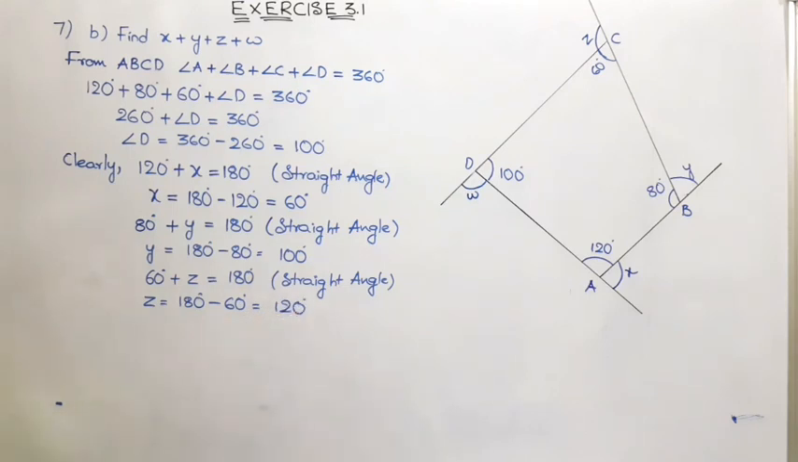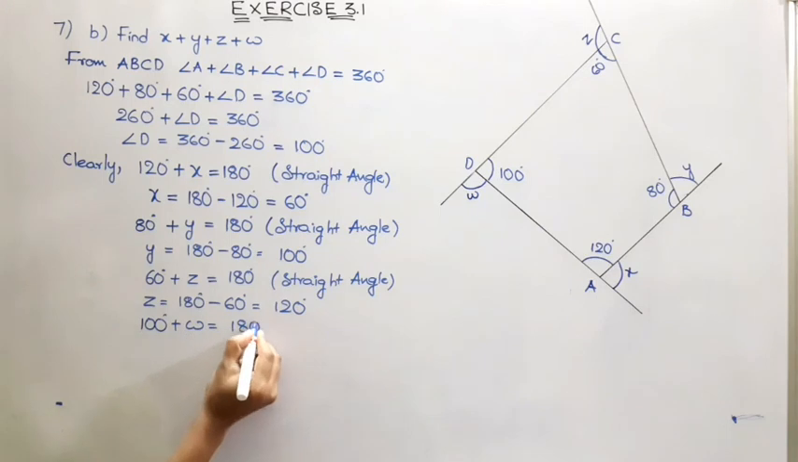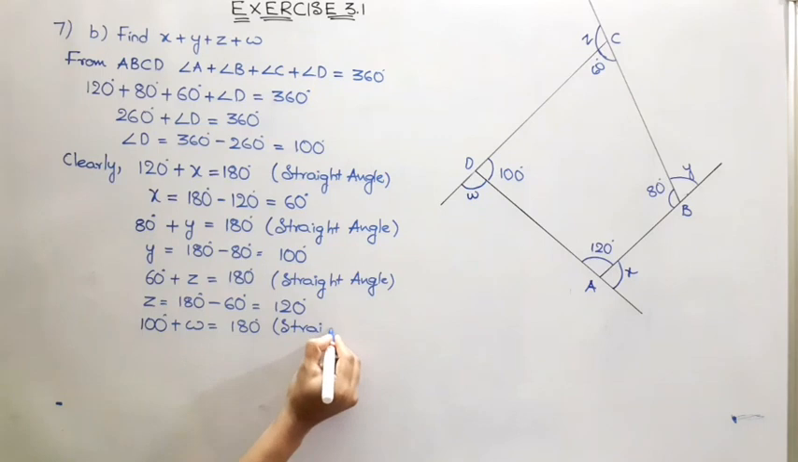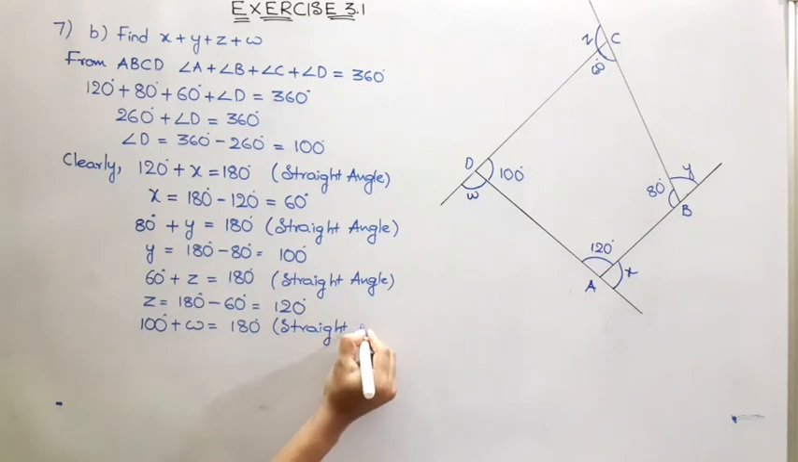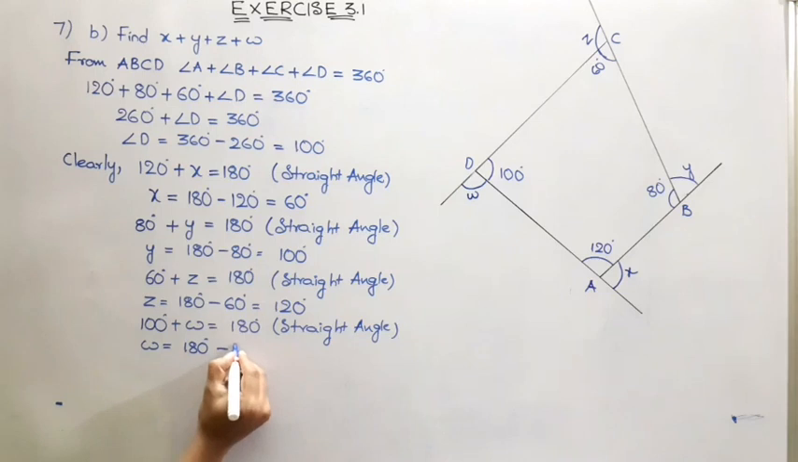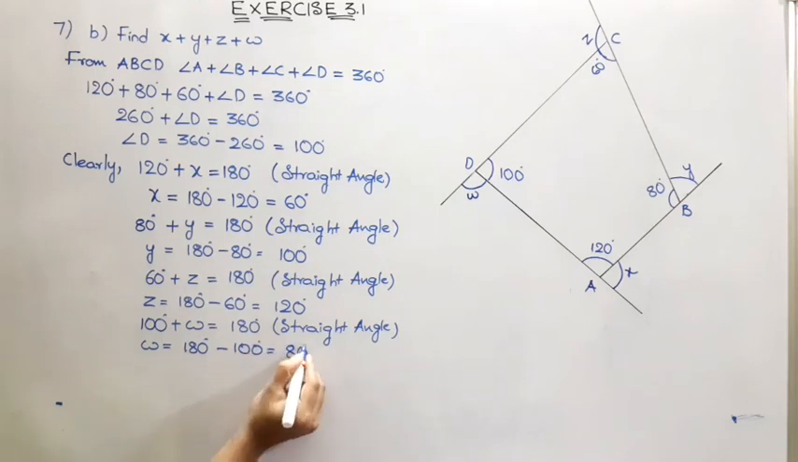Next, 100 degrees plus w is equal to 180 degrees, again a straight angle. So w is equal to 180 degrees minus 100 degrees, which is equal to 80 degrees.